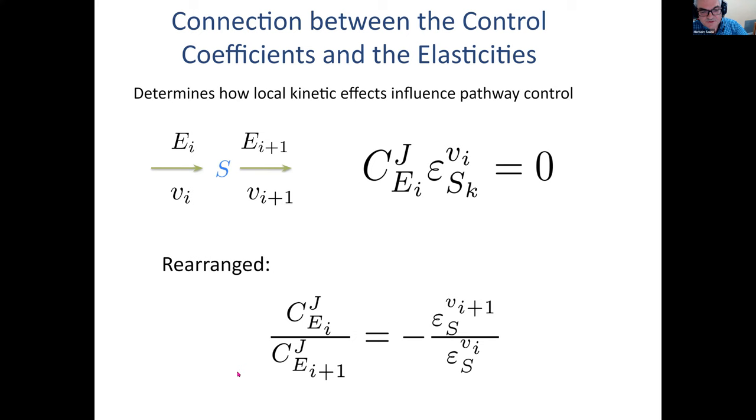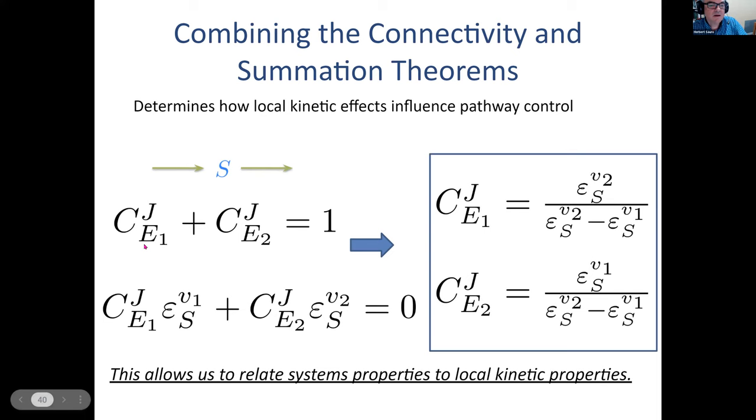Now, if I combine the summation property with the connectivity theorem, I can actually solve for the control coefficients just in terms of the elasticities. Once you have it in this form, you can now start to understand why some influences on the control coefficients are bigger than others. This is what I said from the beginning, being able to understand why pathways behave the way they do. These relationships help you to do that, because you can look at these values and determine what makes some control coefficients high, and what makes some of them low.